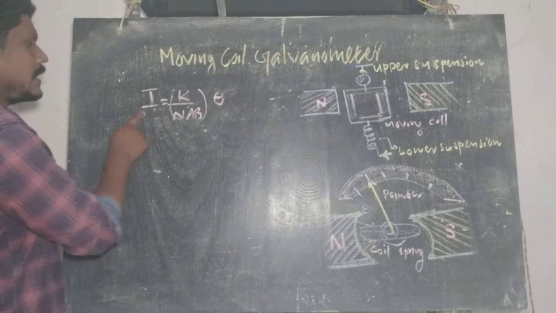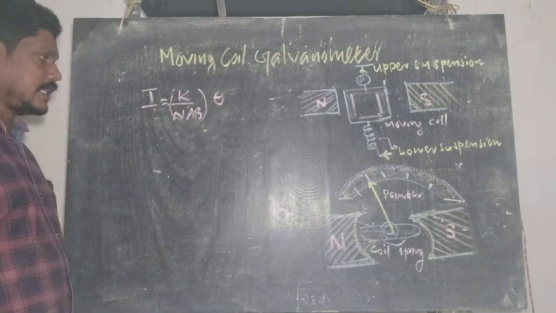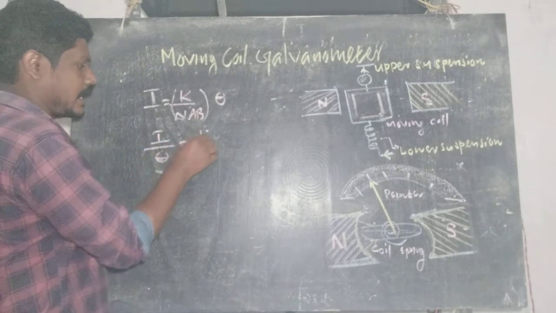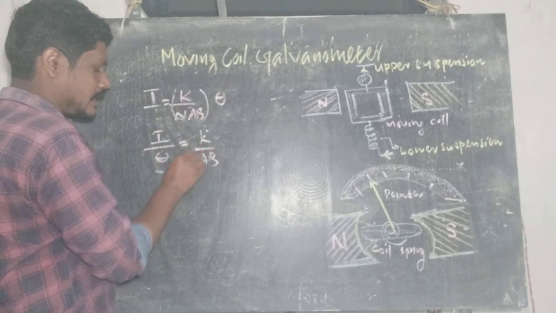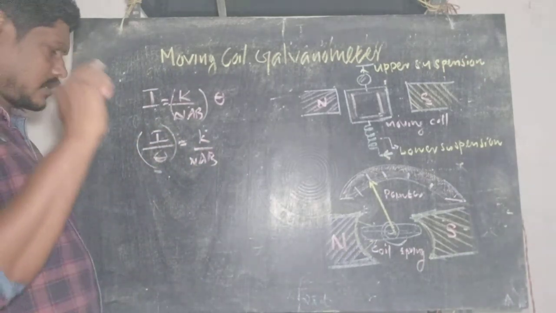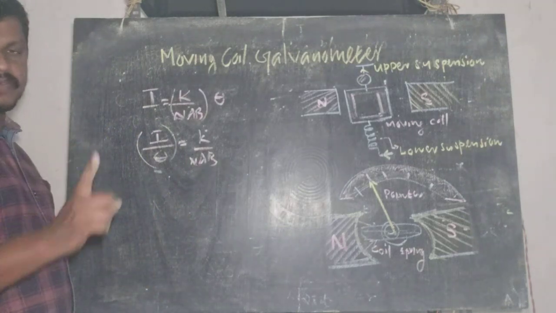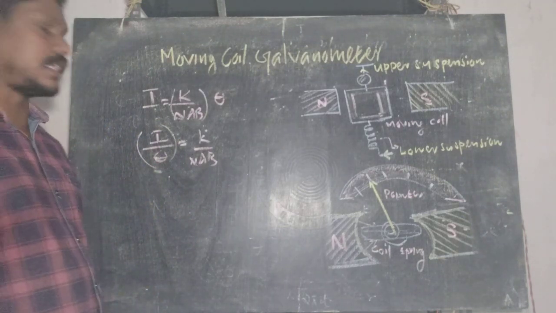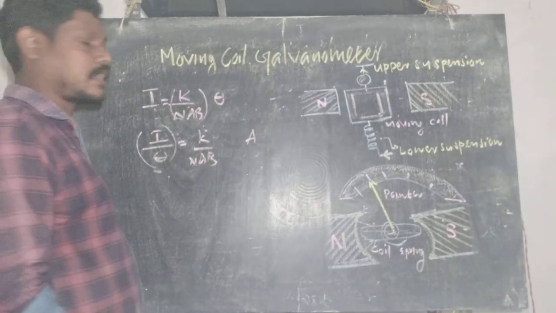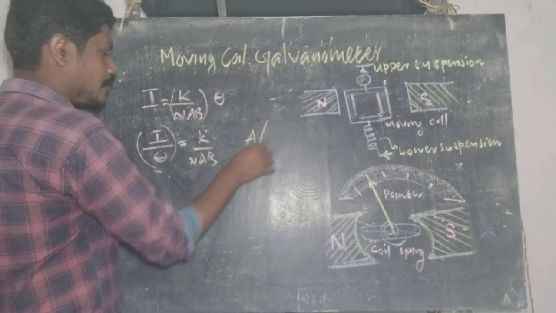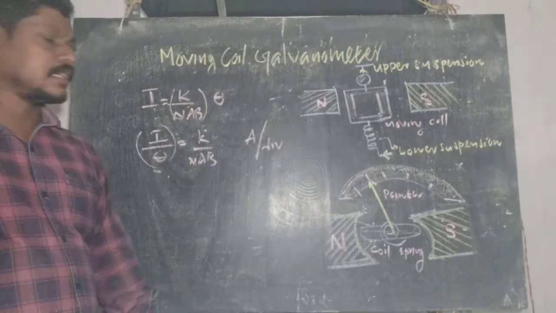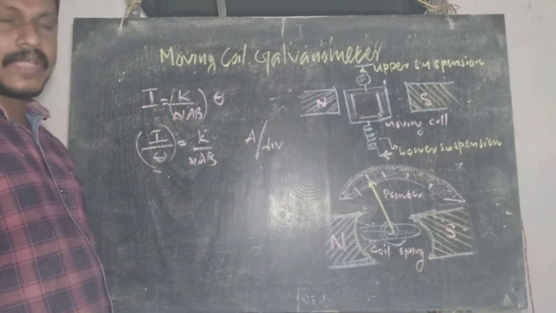We have written I equal to k by NAB into theta. From this it is clear that I by theta is equal to k by NAB, and this is the current per division, that is, the current to produce unit deflection. It is called the figure of merit. I by theta is called the figure of merit or sensitivity of the galvanometer. It is measured in the unit of ampere per division, current per division. It is known as the figure of merit.